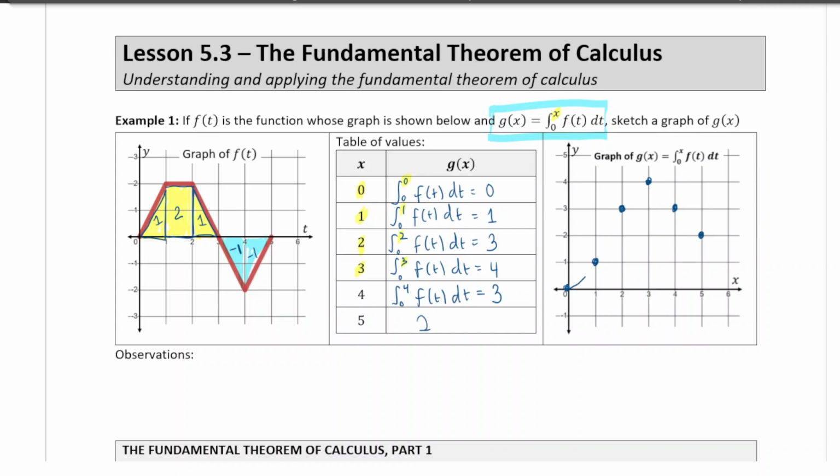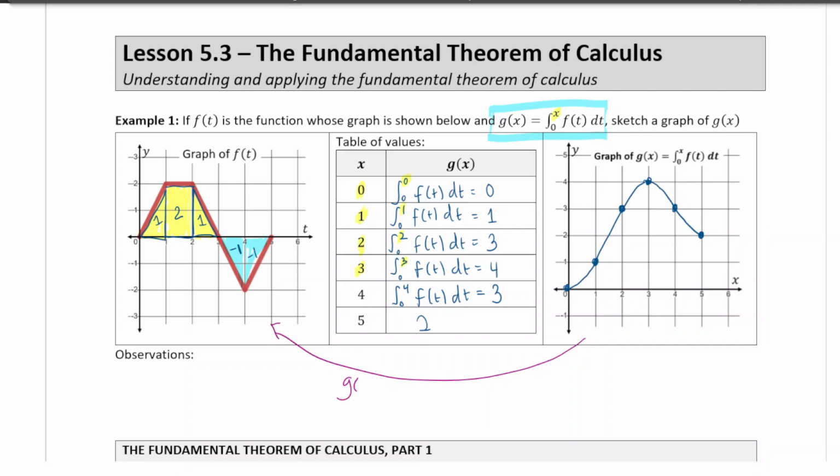Okay, we're going to draw a nice smooth curve through all of those points. So this is the graph of g of x on the right here. Now what I want you to notice is that if I compare the graph of f and the graph of g, the graph of f looks a little bit like the derivative of g. Let me show you what I mean. So this can go in your observations here.